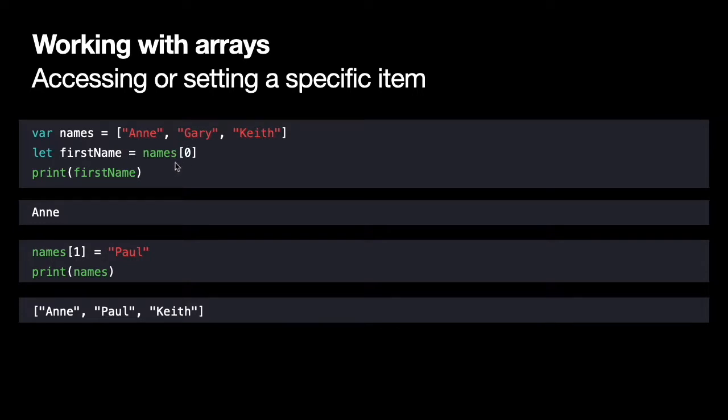In addition, keep in mind that if you attempt to access an index that does not exist, for example, if we attempted to access names 3, well, names 3 does not exist. Element 0, element 1, element 2, well, element 3 does not exist. If we attempted to access names 3, then our code would crash.